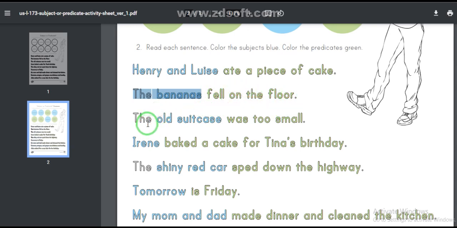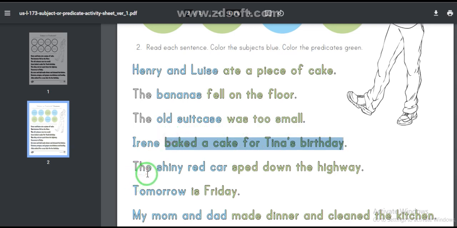Number three, the old suitcase was too small. About what I'm talking? Where's the naming part? The naming part is the old suitcase. So this here, the old suitcase is the complete subject. What happened to the suitcase? Was too small. So this is the complete predicate. Erin baked a cake for Tina's birthday. Okay, about whom I'm talking? I'm talking about Tina? No, about whom? Erin. Erin is the complete subject. What did Erin do? Where's the action? The action is baked a cake for Tina's birthday. So baked a cake for Tina's birthday is the complete predicate.